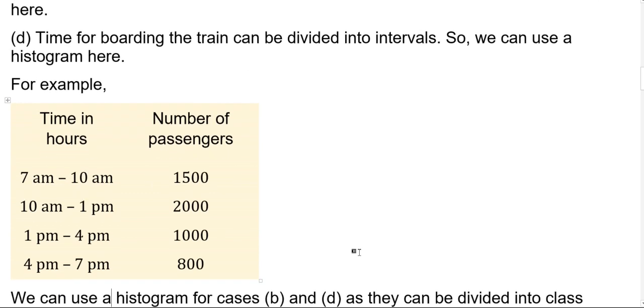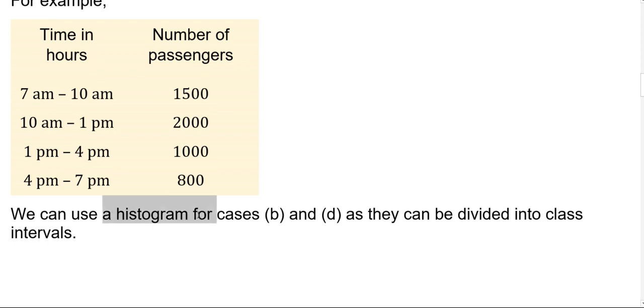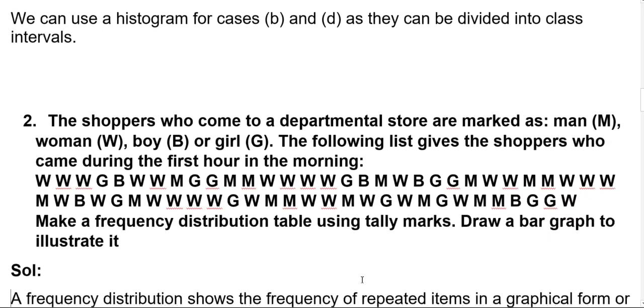For example, train time in hours and number of passengers: 7 a.m. to 10 a.m., 1500 passengers; 10 a.m. to 1 p.m., 2000 passengers; 1 p.m. to 4 p.m., 1000 passengers; 4 p.m. to 7 p.m., 800 passengers. In this way a histogram can be shown. We use the histogram for cases B and D, since they can be divided into class intervals. A and C cannot be divided into class intervals.